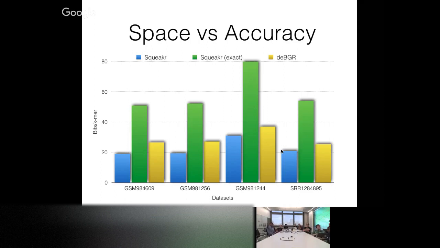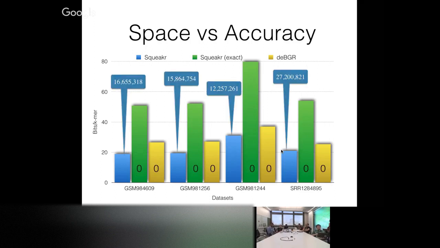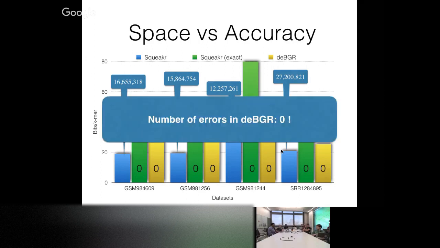You can see for all the different data sets, debugger, being exact, takes almost half of the space compared to the state-of-the-art other exact representation. And compared to the approximate one, it takes some extra space, 18 to 28% for all different data sets. However, when you talk about accuracy, the errors in both Squeaker exact and debugger are 0 because they're both exact. However, the number of errors in Squeaker is very large, of the order of millions. So even though debugger takes only 18 to 28% extra space compared to Squeaker, there are no errors in debugger, and we fix all these errors using the simple error correction algorithm in the graph.